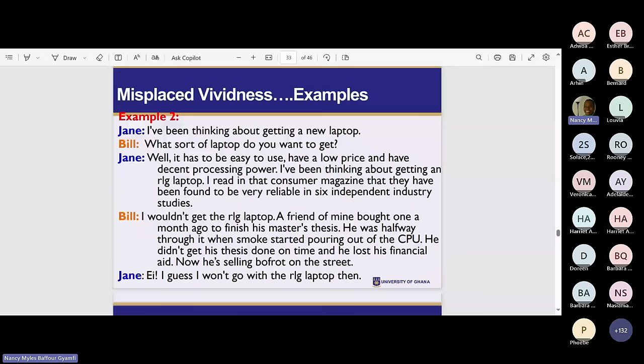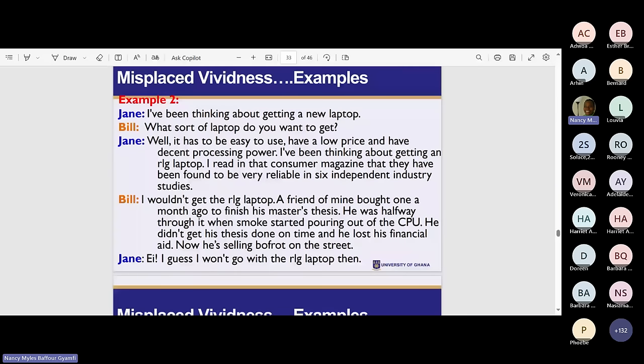So this is Jane and Bill having a conversation. Jane wants to buy a new laptop, and Bill says, which one do you want to get? And then Jane says, oh, I've done a few readings around, and I think that RLG comes out as one of the options that the consumer magazines project. They say it's good. Then Bill says, look at where the misplaced vividness comes in. So let's watch what Bill says.